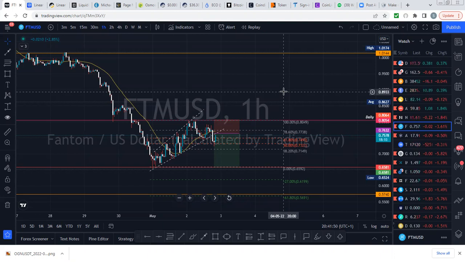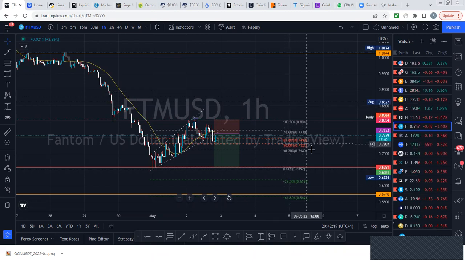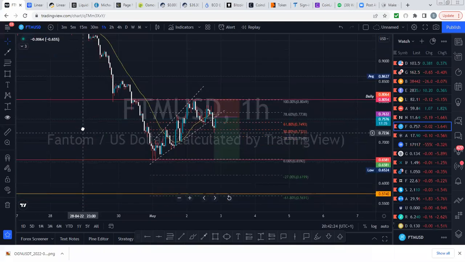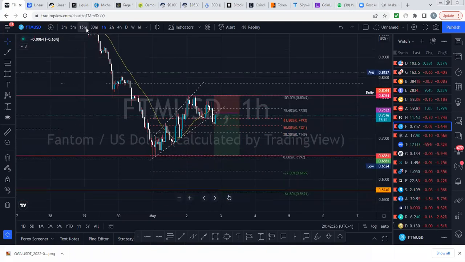The major retracements are what we call PRZ, price reversal zones. The major retracements are what we call price reversal zones.